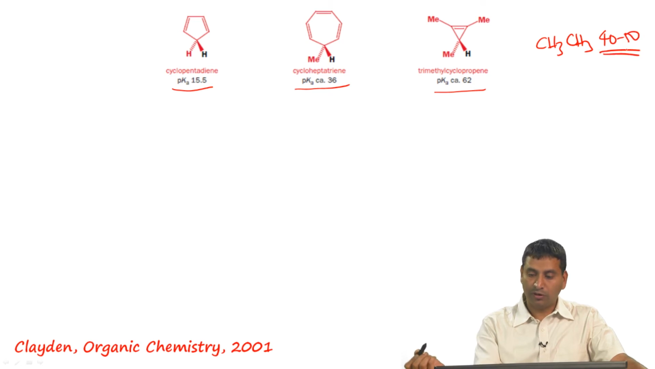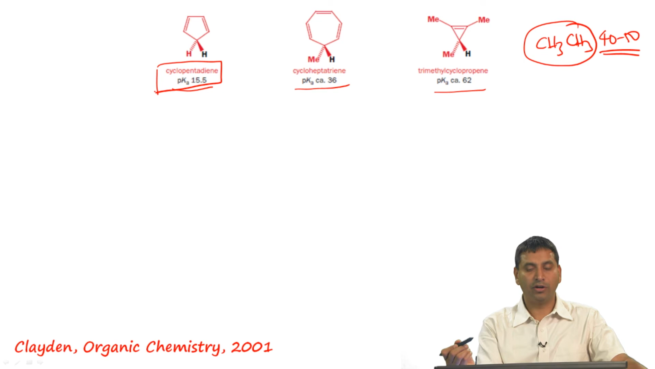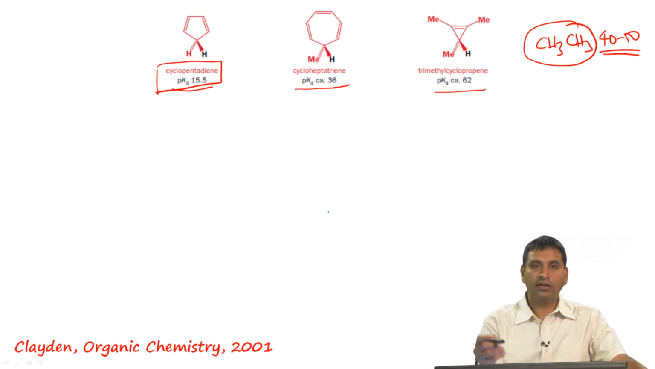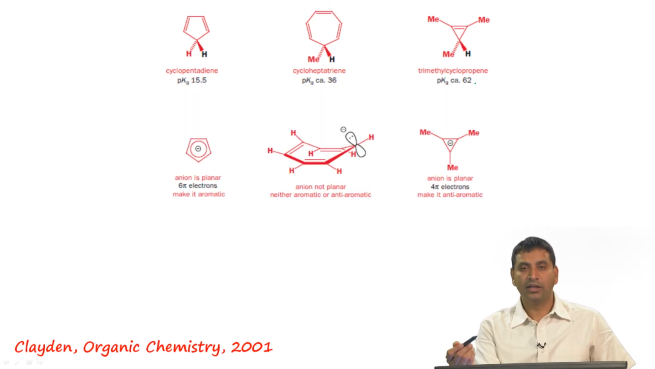So, compared to a regular alkane like methane, for example, there is a huge difference in the pKa when it comes to cyclopentadiene. Cyclopentadiene is a significantly stronger acid when compared to a regular alkane. Whereas in the case of cycloheptatriene, there is a drop, a shift of about 3 to 4 units perhaps. But in the case of trimethyl cyclopropene, there is an increase in pKa value. That means it becomes a poorer acid when compared to aliphatic or alkanes. So this can be explained by invoking the concept of aromaticity.